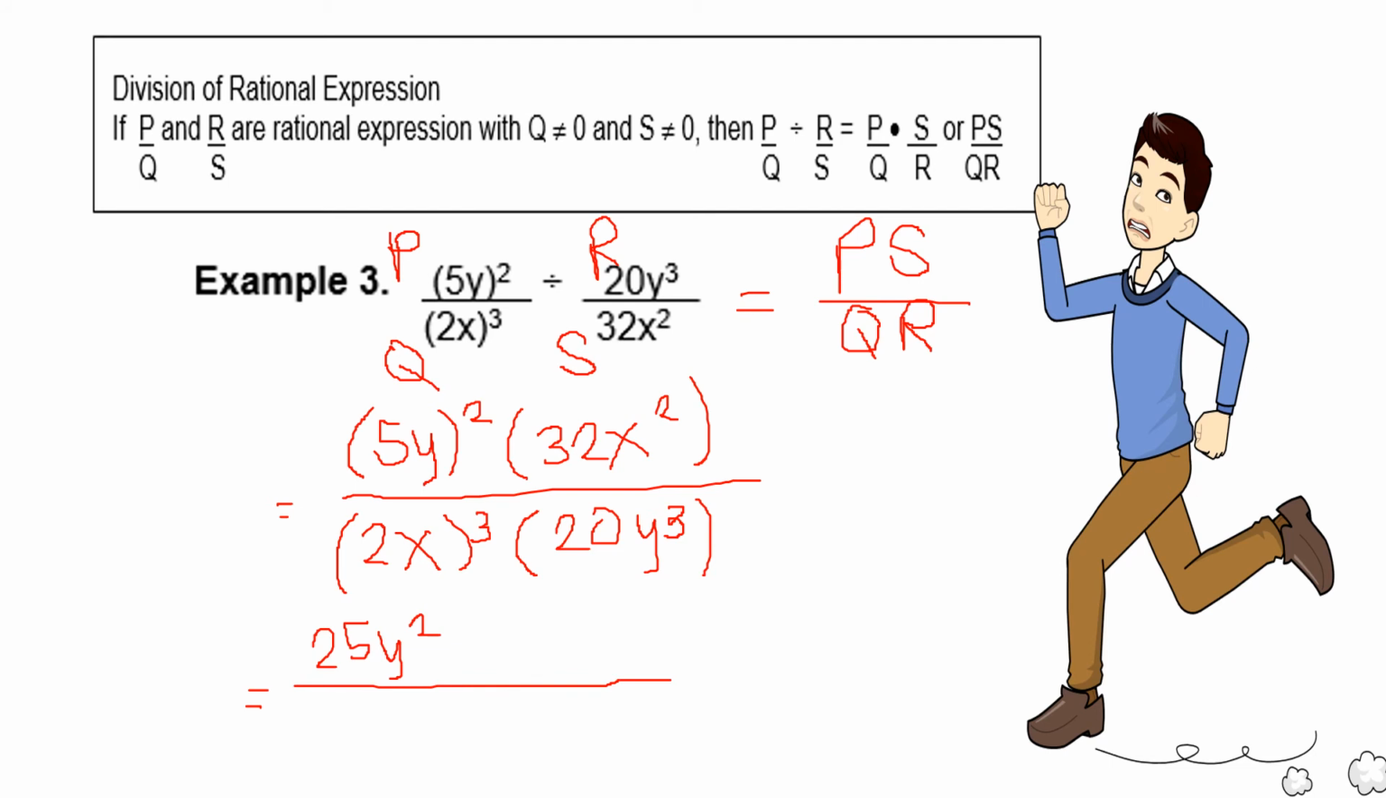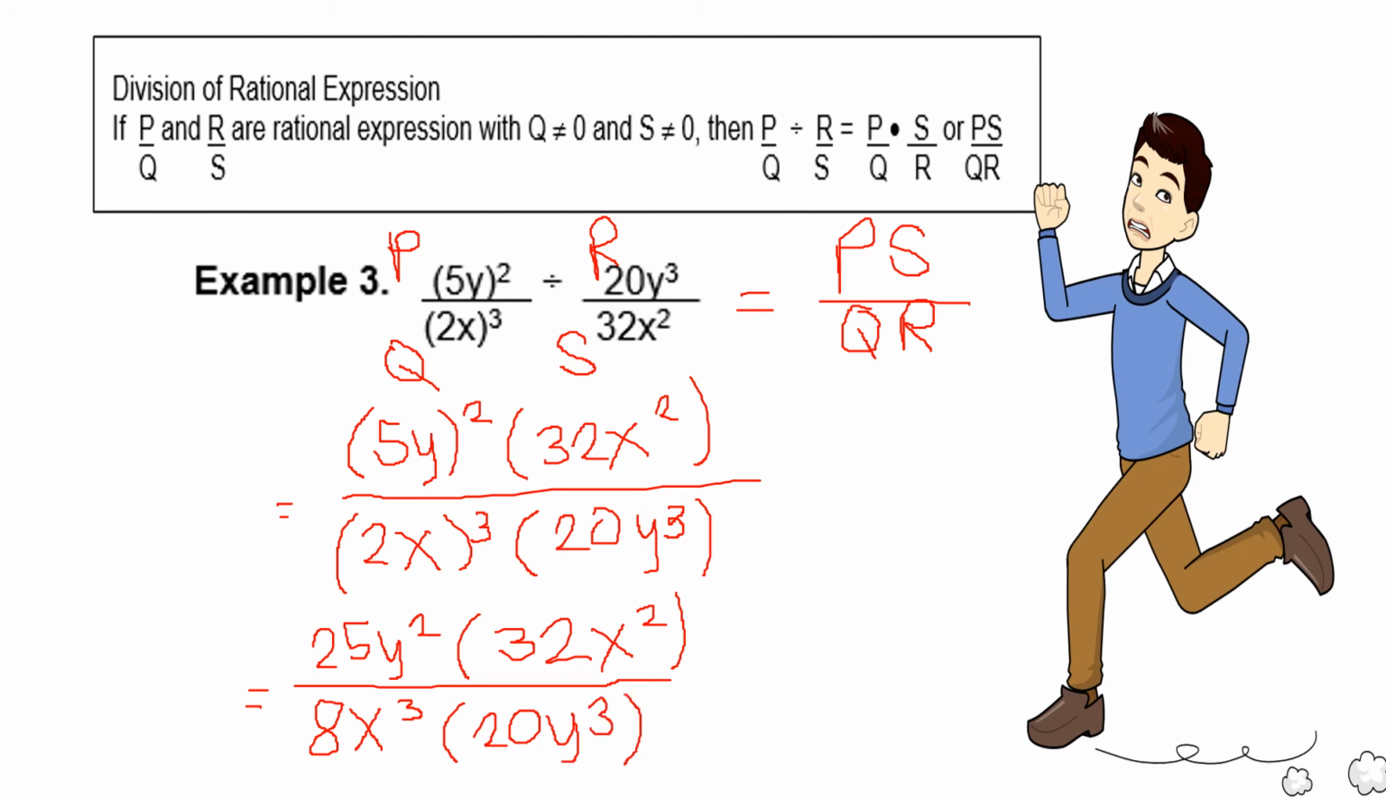Then ito, wala namang kailangan i-simplify na exponent. Patanggalin lang natin ang parenthesis. Separate the term. Then sa denominator, simplify natin yung 2x to the cube or third power. Tatlong 2x. We have 2 times 2 times 2. The answer is 8. Then x times x times x is x cube. Then 20y cube.